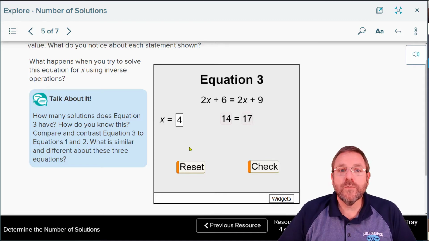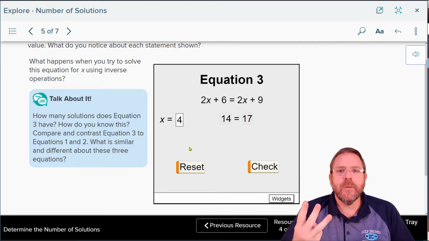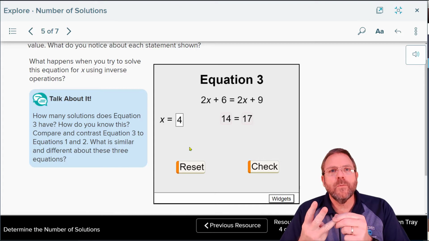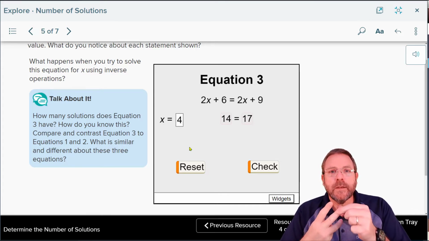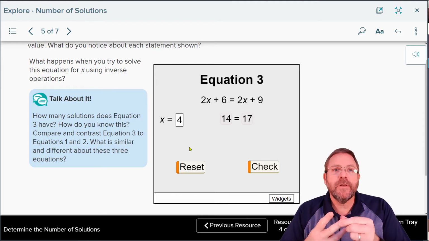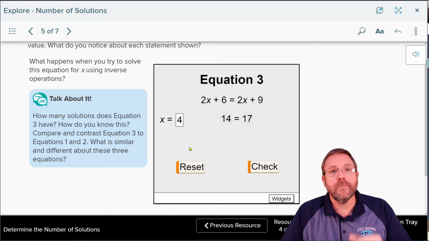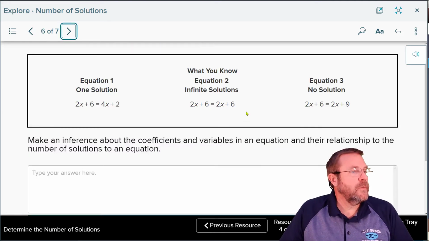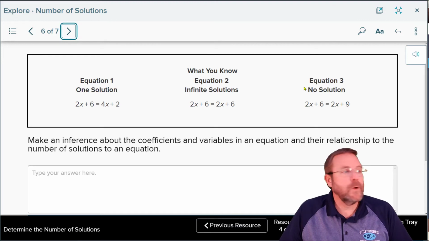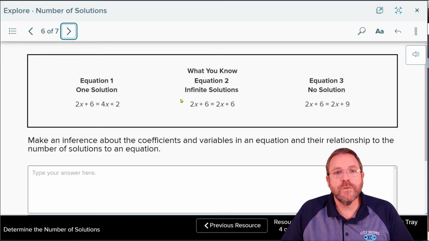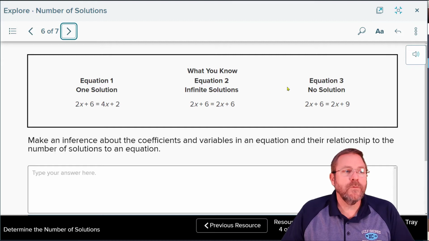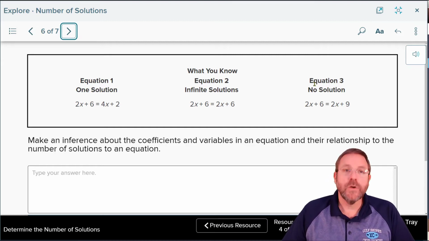I'm not sure if this textbook is going to call it that, but we're going to look into it and hopefully find that real soon. So we've looked at 3 different types of problems. One type of problem is what you've been working with for a long time, where the problem gives you one answer. The second type of problem gives you an infinite number of answers, and the third type of problem has no solution at all. And you can see that laid out in this sheet right here. Equation 1, one solution. Equation 2, infinite solutions. And equation 3 had no solutions.